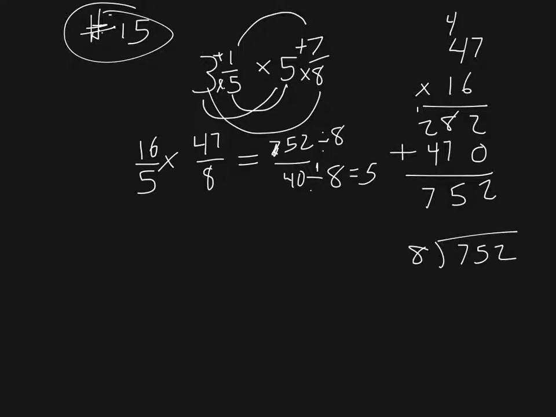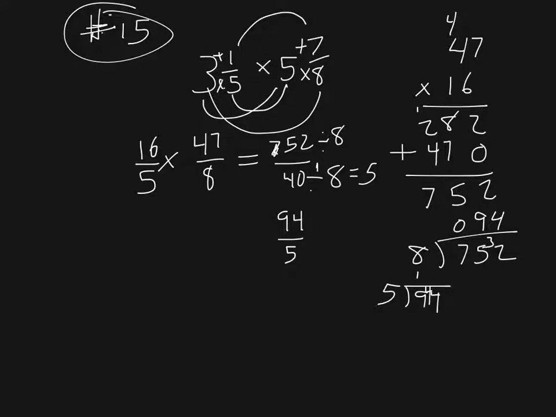8 goes into 7 0 times, goes into 75 9 times with 3 left over. It's my shorthand for the long division. I do that subtraction in my head and do the remainder over here. 8 times 4 is 32, so that gives me a 0 remainder. So it looks like I get 94 over 5. Then I would do 5 goes into 94, goes into 9 once with 4 left over.